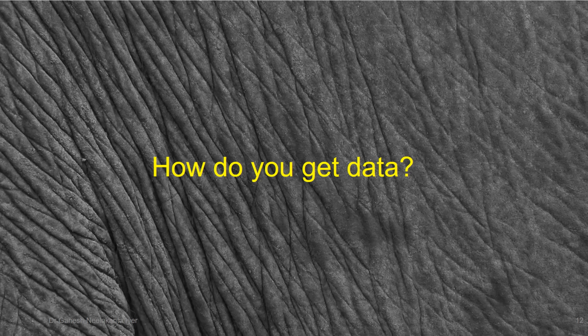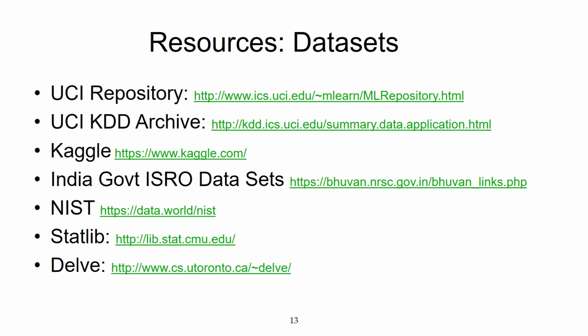Now, how do you get data? There are lots of resources, or what are called datasets, publicly available. You see many of them here. The UCI repository, Kaggle, the India government has an ISRO, a space research based datasets. The National Institute of Science and Technology of the US has a bunch of data. IEEE has a data portal. Mendeley has a dataset portal.